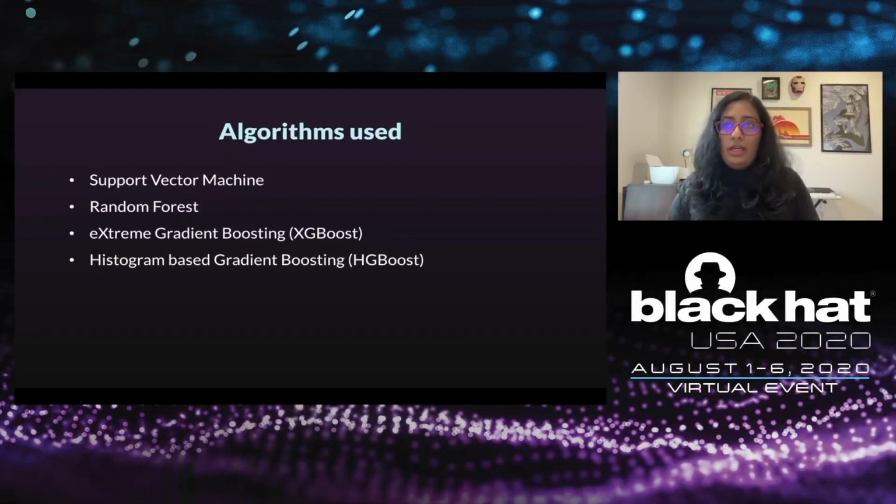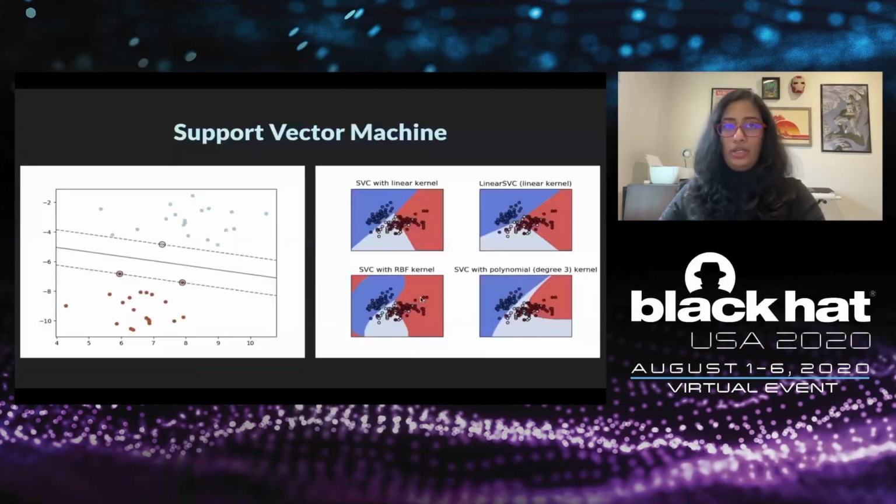So next we'll see the algorithms that we have used. These are the algorithms that have performed the best for us. The idea was to start from the simplest, most interpretable model and go up from there till we get good results. And these are the 4 models that have worked really well for us so far: support vector machine, random forest, extreme gradient boosting, which is XGBoost, and histogram-based gradient boosting. Now, we'll quickly see what each model does, like a quick summary.